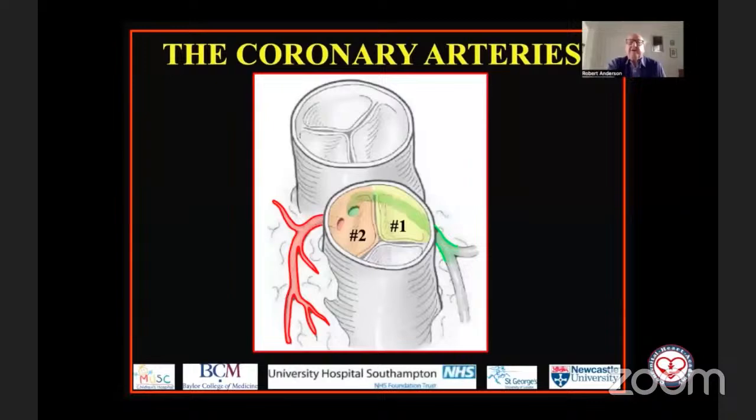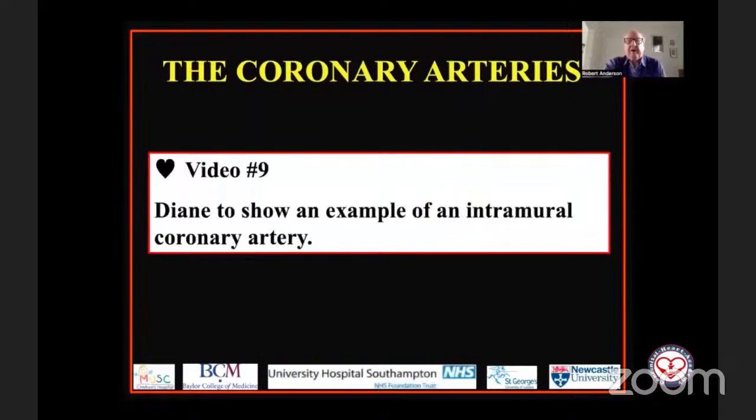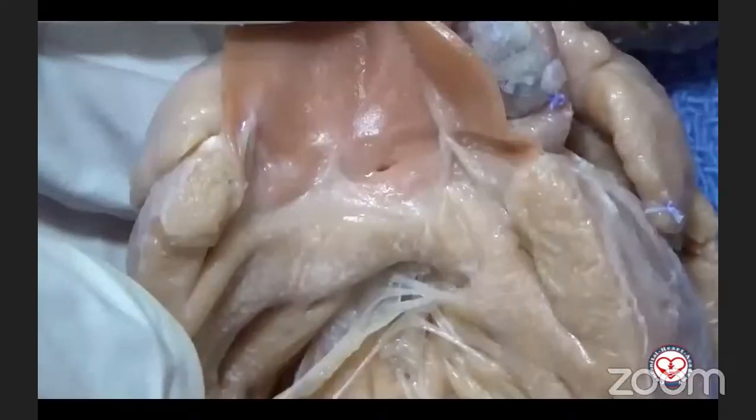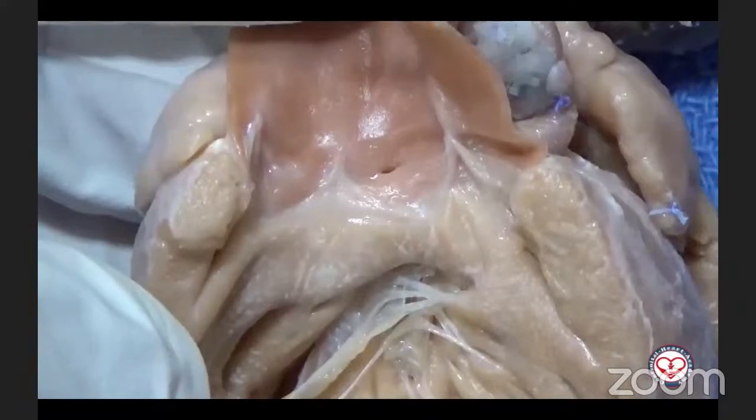In this instance, there is intramural origin of the left coronary artery, but as we're going to see in just a moment, there can also be an intramural origin of the right coronary artery. And that is what Diane is going to show you as she illustrates this important variation, intramural origin of one of the coronary arteries. Here's another case with transposition.